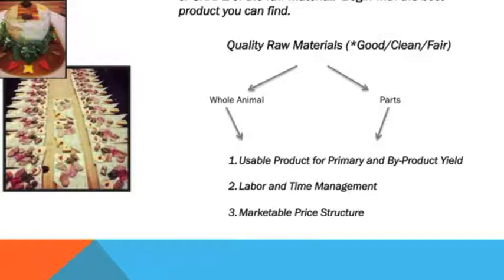Now, it's not important necessarily to use the data before you have a finished product to use, but collecting it helps you understand how you can now manage your labor, and also ultimately how you can manage your pricing structure. So just to start here, for number one, your usable product for primary and byproduct yield. You need to realize, as I'm sure that you all do, you buy a whole pig, how much of that pig is actually usable for the products that you're producing?